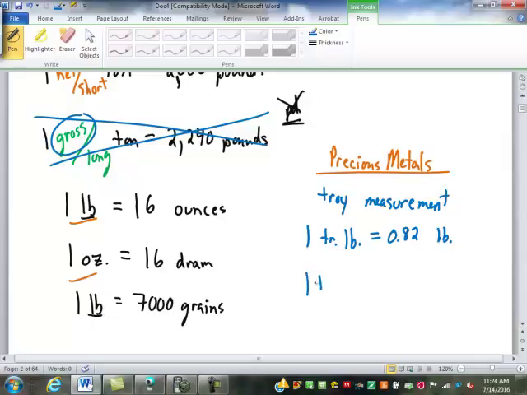However, one troy pound contains only 12 troy ounces. So a troy ounce is actually bigger than a regular ounce. So when they're talking about an ounce of gold, it's a little bit more than what we would consider to be an ounce.